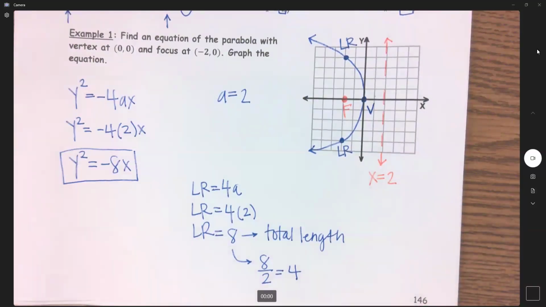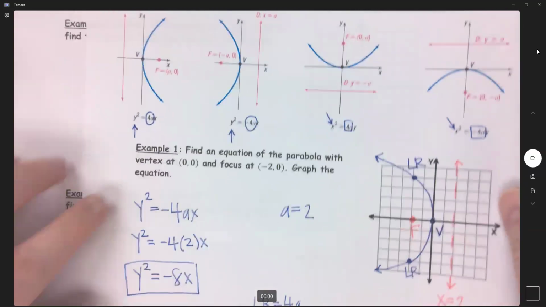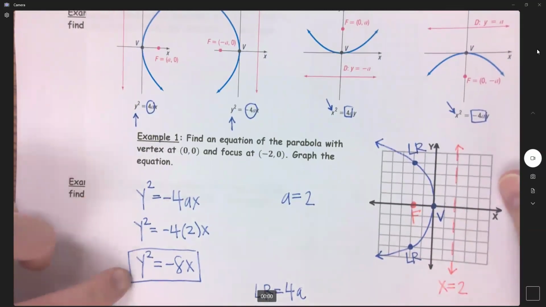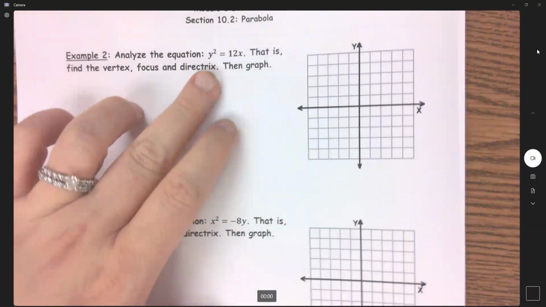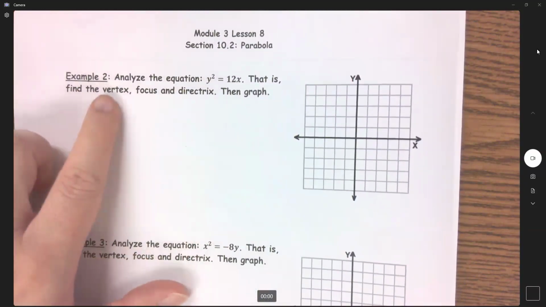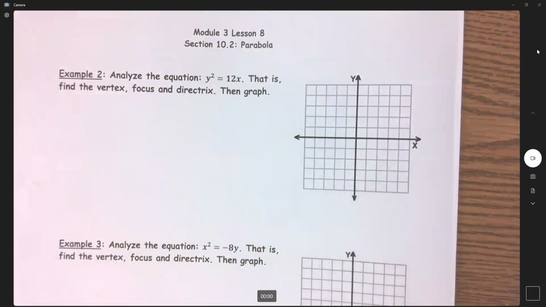Let's go to the next page. We're going to do examples 2 through 4 as well. This one here gave me some information on how to get to my equation. Now I'm starting with the equation and I've got to find the vertex, the focus, and the directrix.